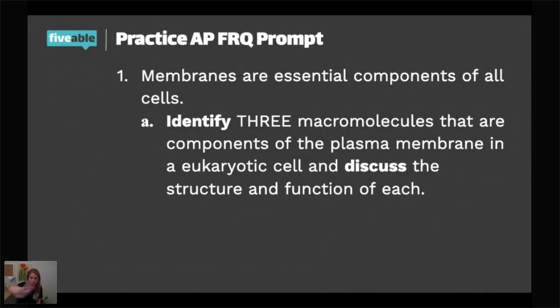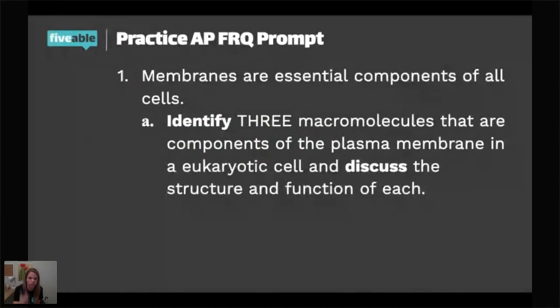Identify, discuss. What are the 3 macromolecules that are components of the plasma membrane? So first off, I just want you to identify them for me. What are those 3 macromolecules? Lipids, proteins, carbohydrates. Okay, good. What are the lipids doing? What are those lipids doing? Insulation, bilayer, very good.